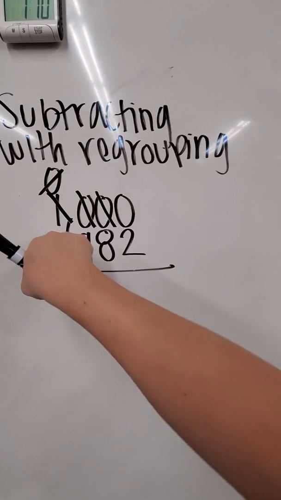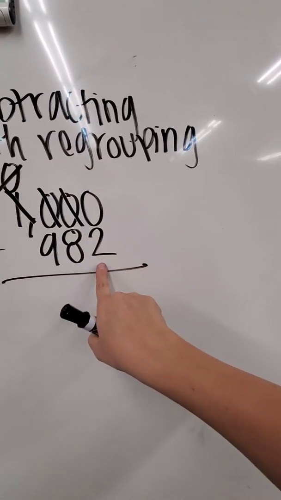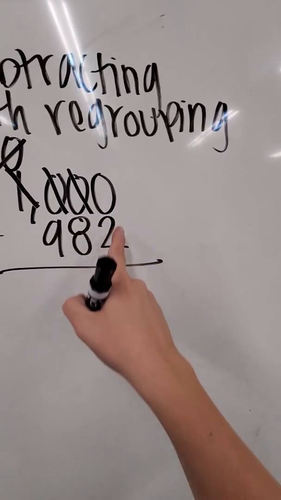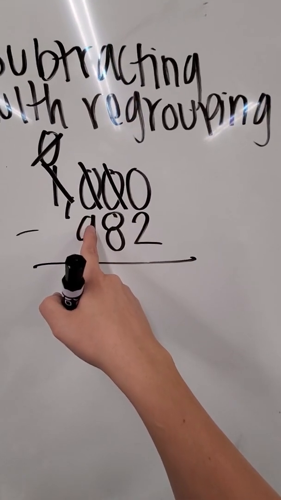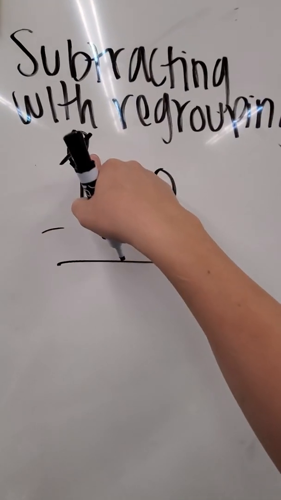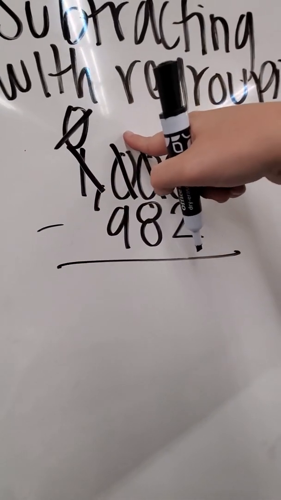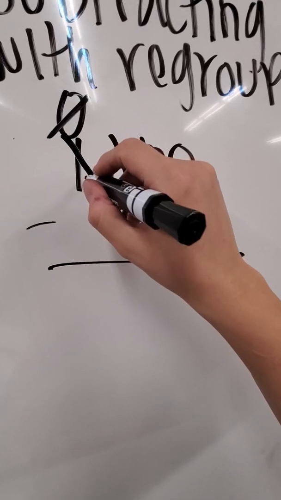Now, usually the students will want to go all the way back to the ones place without checking with their neighbors first, but since you went to their neighbors, you have to go to them again. So you can't just do that. You've got to go from your thousands now to my hundreds. So I had 1,000 here.